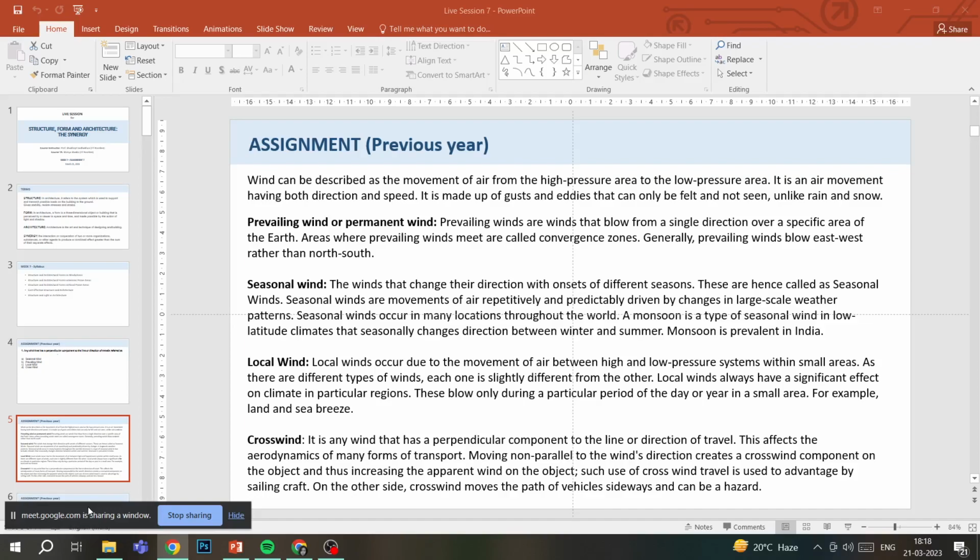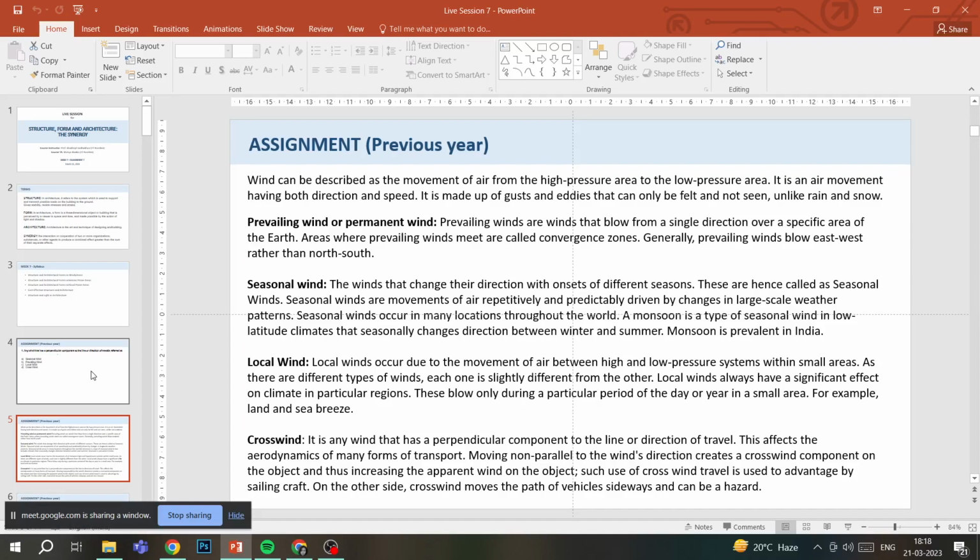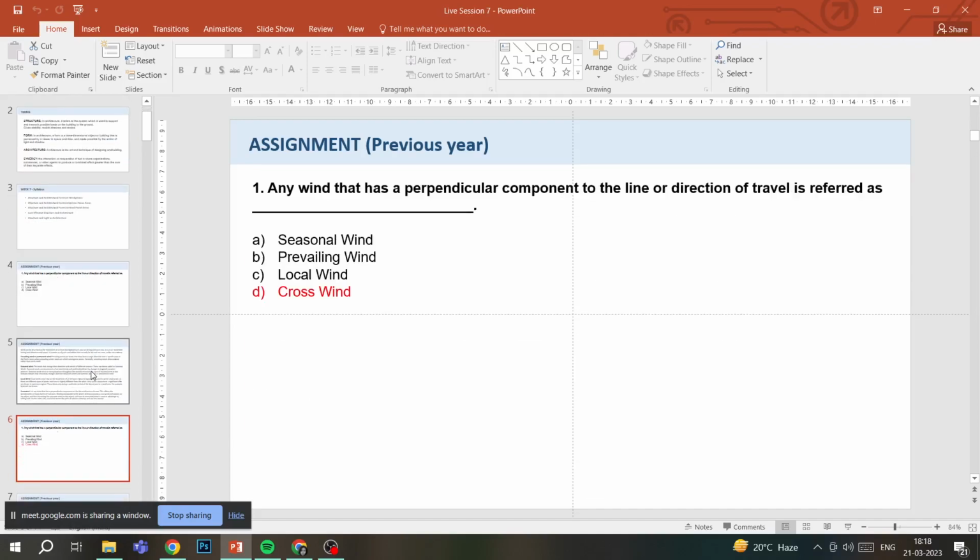So our question again was: any wind that has a perpendicular component to the line of direction of travel is referred to as? As we have understood all these four terms, we know the answer would be crosswind, because it has a perpendicular component to the line of direction.